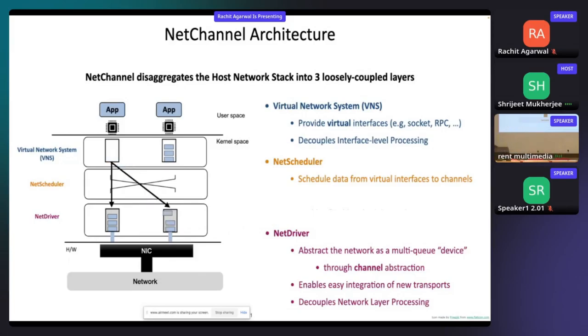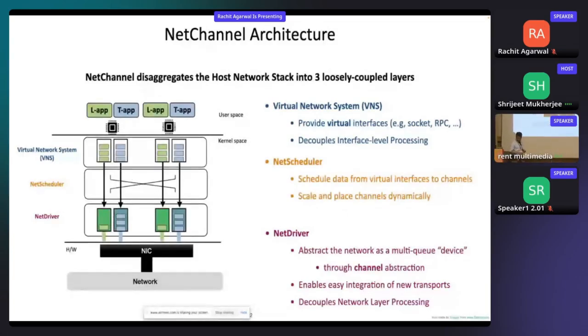So you can send the data from the application core to this core. If other applications become busy, you can scale and place channels dynamically. You can have two channels at some point. You can have eight channels at the other time. As the system gets busy, the system should be able to scale itself as resources become available.